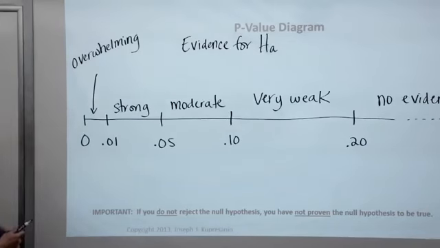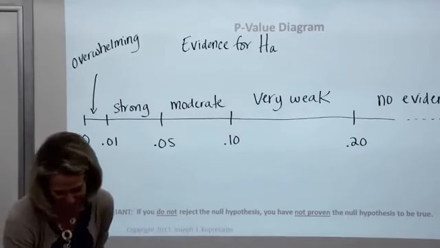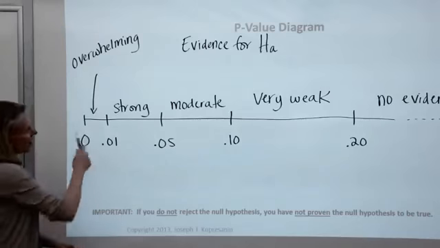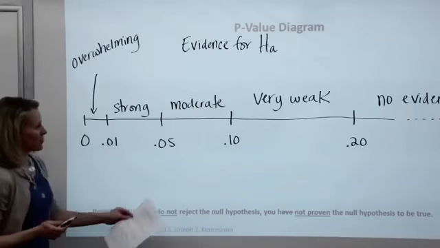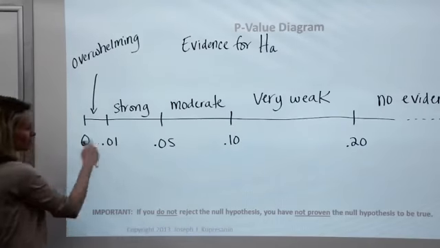Put the fail to reject underneath it. Did I not? Oh, I did do that. Thank you. I'm looking to see what I forgot. I talked about that this is evidence in favor of the alternative, but I didn't write what your conclusion would be. Thank you. So let's write that.